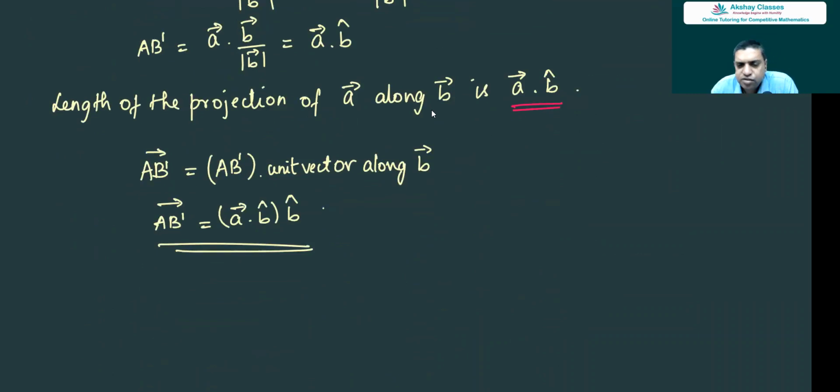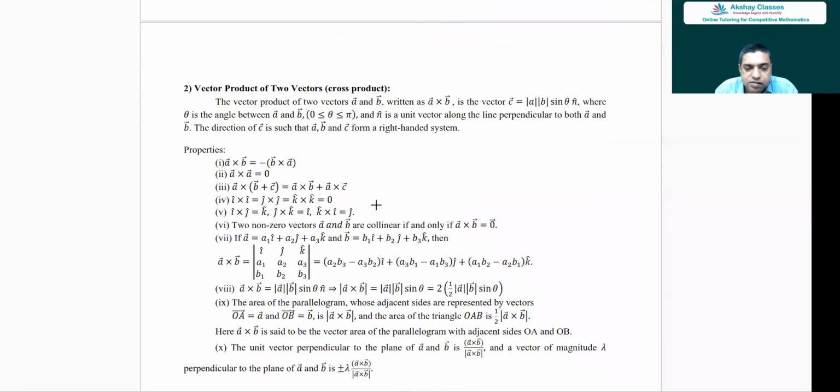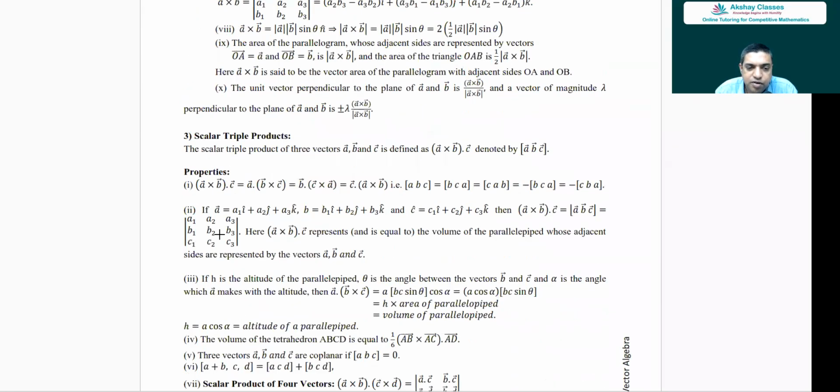And areas of parallelogram and all, we will see. This can be found using dot product. Next, look at the vector products.